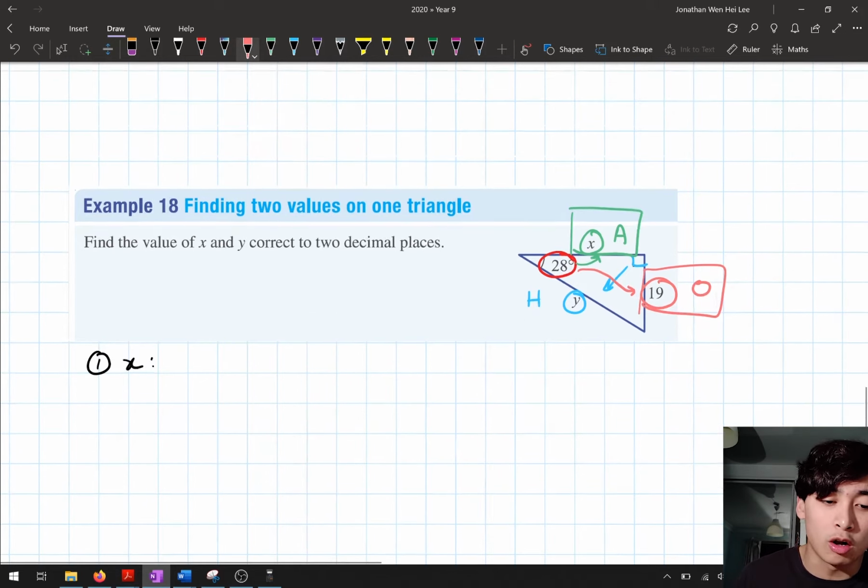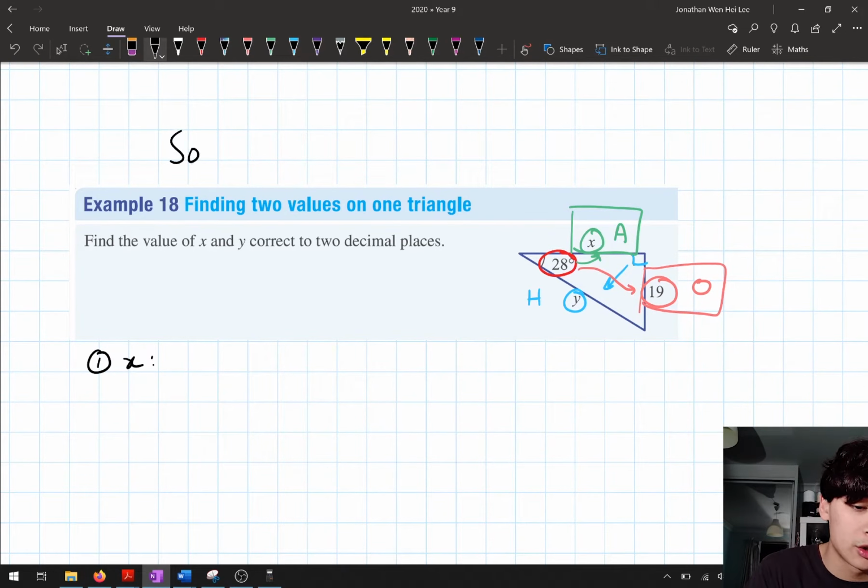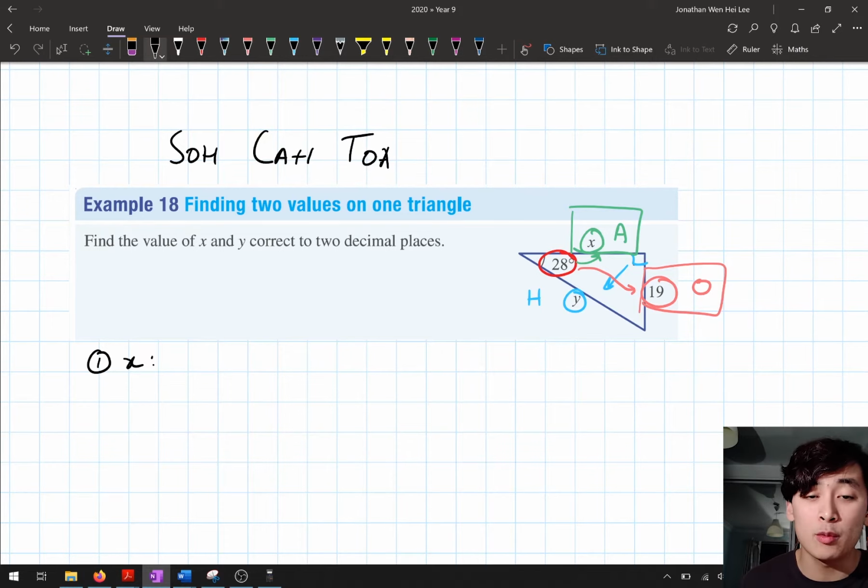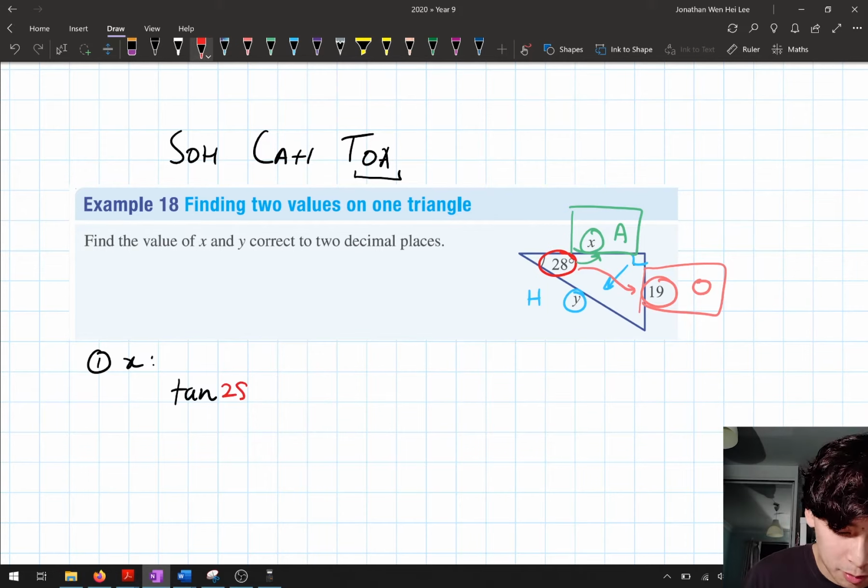So let's recall our trig ratios. SOH CAH TOA. Okay, I've got O and A. Which one has O and A? It's this last one, tan. So here, I'm going to write a trig equation using tan. Inside the trig ratio, it's going to be my angle. So I'm going to put 28 degrees. So tan 28 degrees is equal to, opposite over adjacent, so I'm going to have 19 over my adjacent, x.